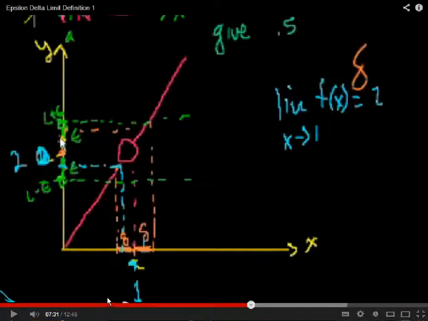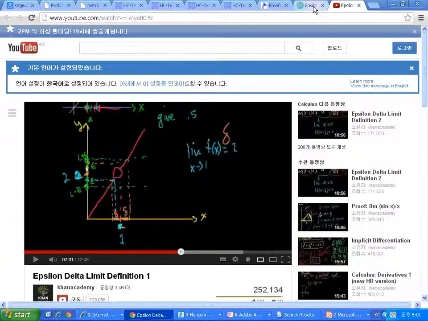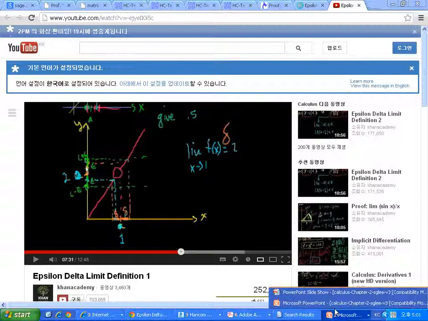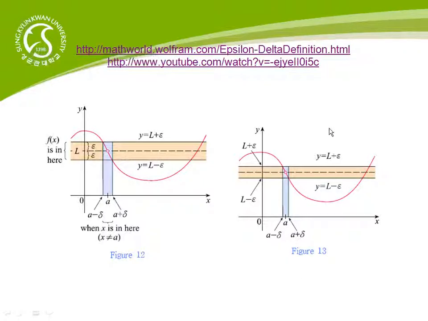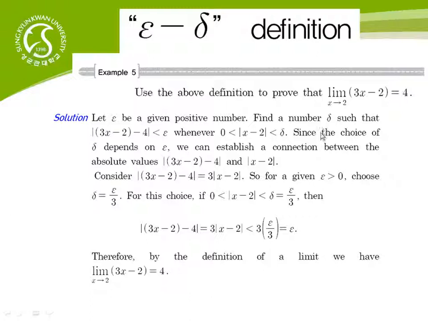So now you have the information to understand the meaning of it. I will give you some examples of how to adapt those arguments to problems. Use the above definition to prove the limit of 3x minus 2 when x approaches 2.